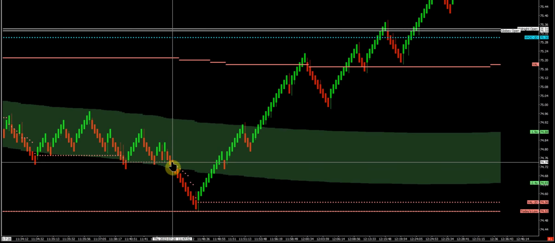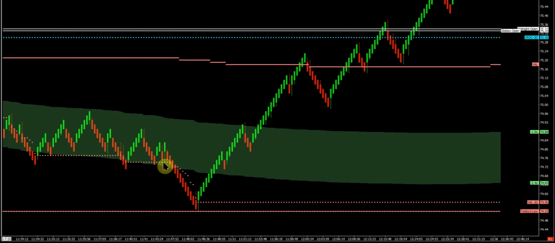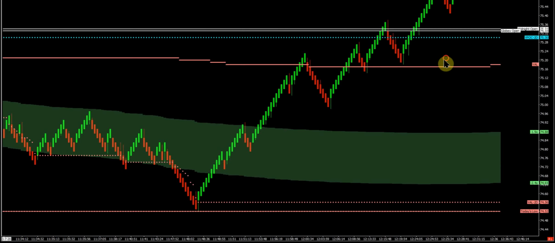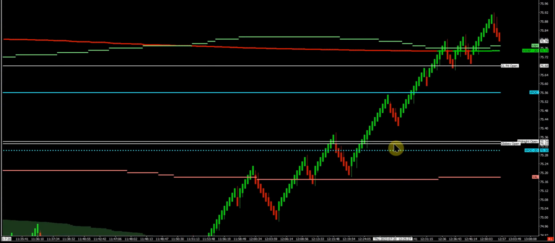It comes back up through that level, 74.74. Okay, previous value area low. You could go long there, 74.74. We're looking at 75.74 maybe.